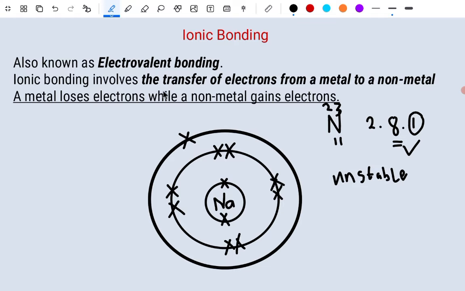Because of this instability, just by looking at this atom here, it's very unstable. And the fact that sodium comes from a group 1 element, it's a very dangerous element. It's a metal in group 1. It is very dangerous, and because of this instability, it can easily react with anything around itself.